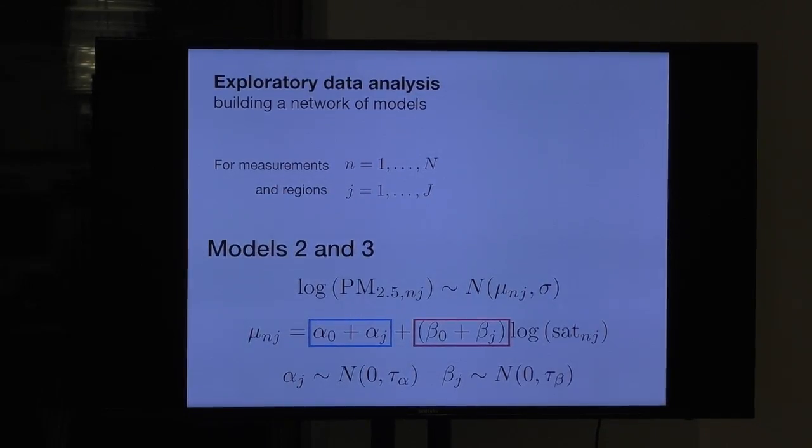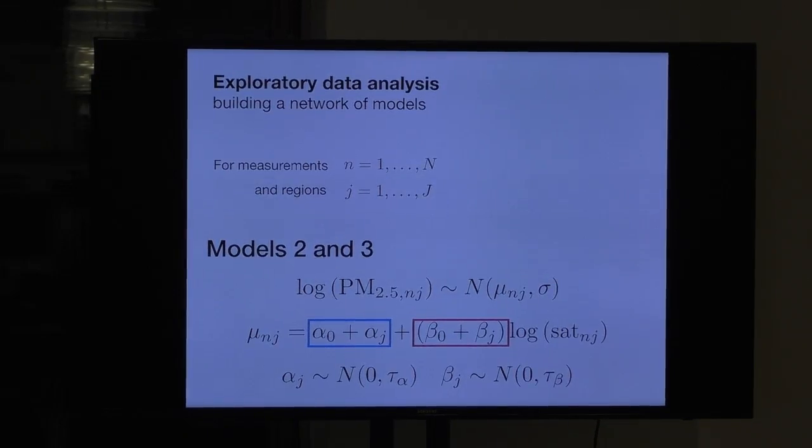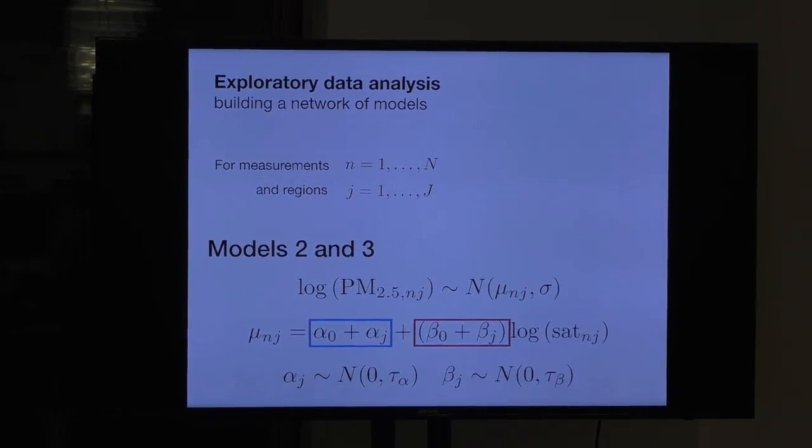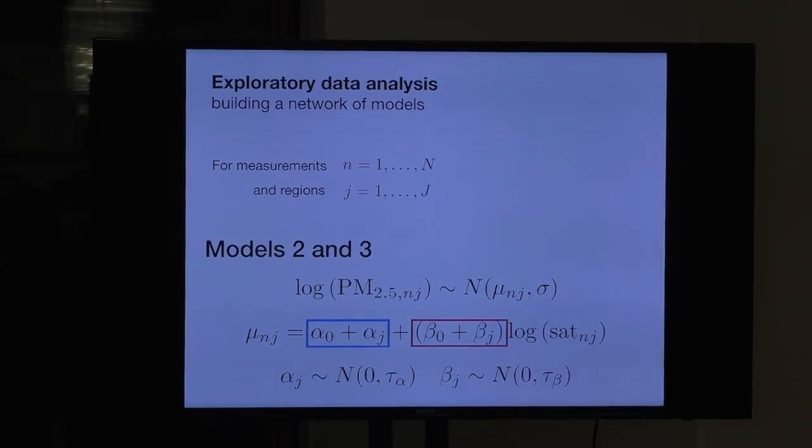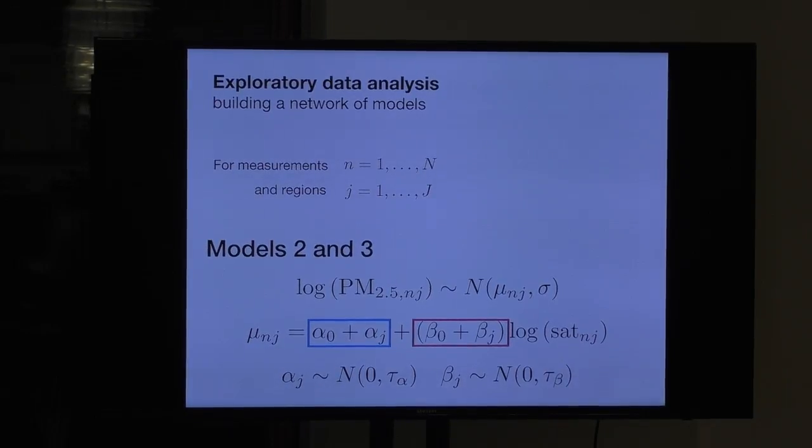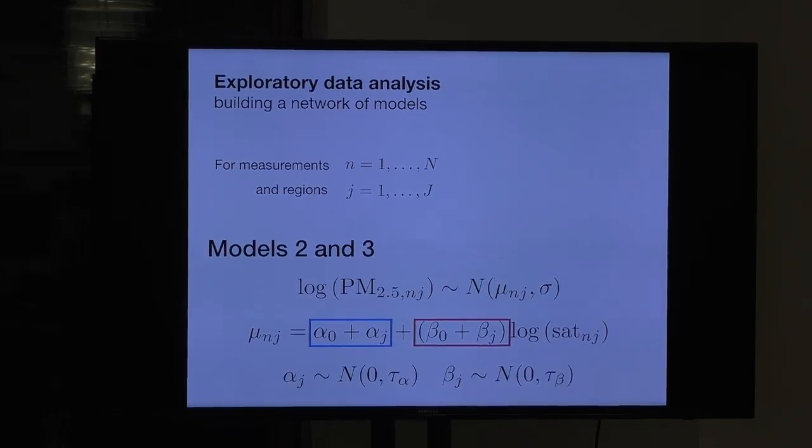The taus are going to be informed by all the data points. The alphas correspond to each region and the betas to each region, but the taus are common to all of them. So we're going to learn something about the variability that way, which is going to pull the estimates of the alphas and the betas towards each other. Does that make sense?